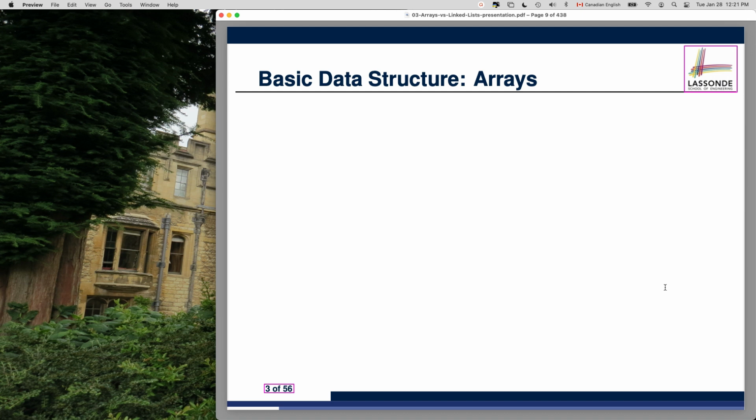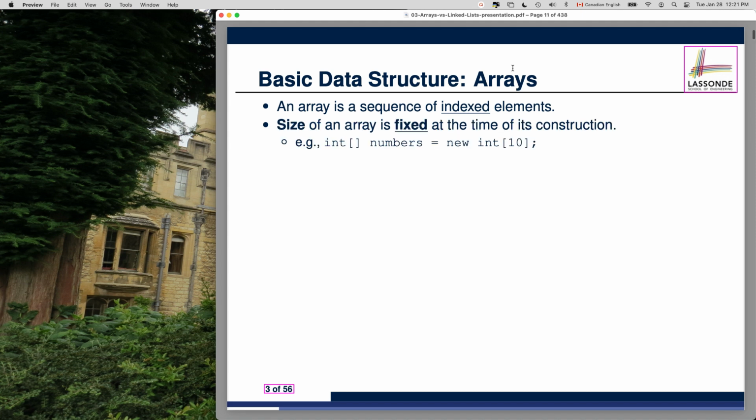All right, let's now talk about arrays. Just a very quick summary, and I'll go for one example. And then we'll take a short break. All right, so array: sequence of indexed elements. So indexing is basically where all the operations are going to occur on the array, right? Indexing, right? Calculating the address.